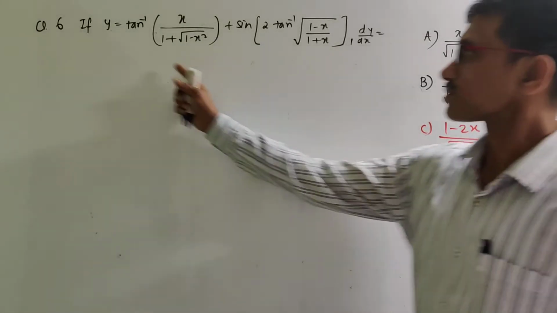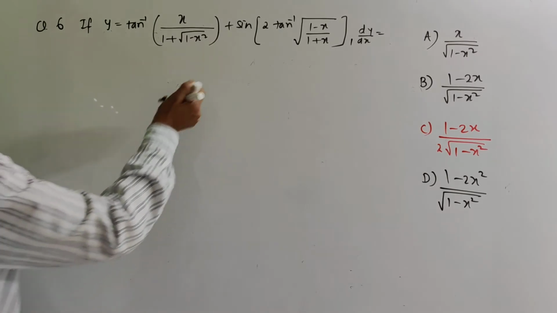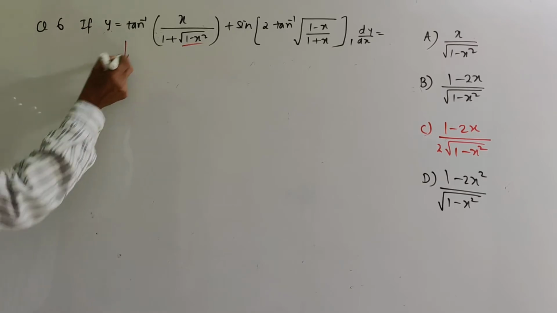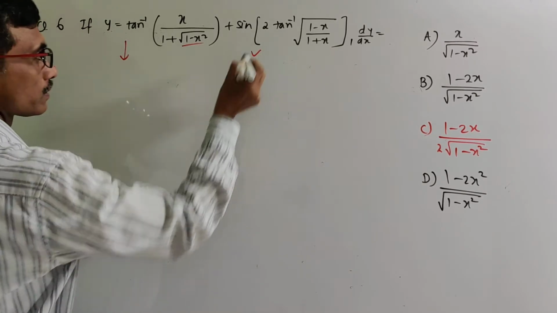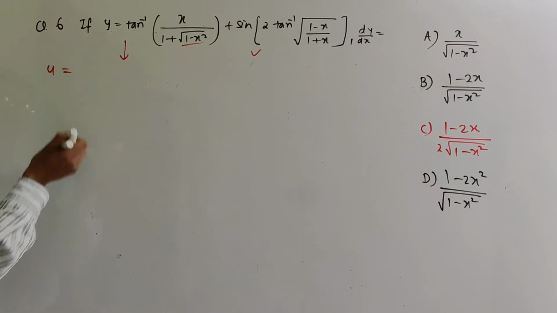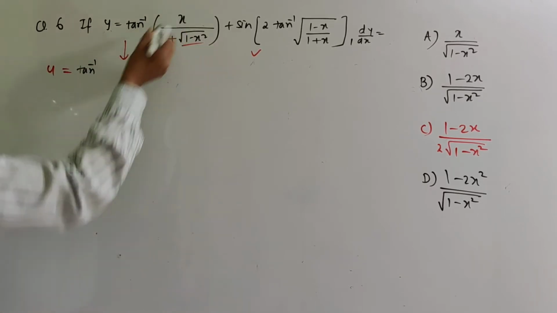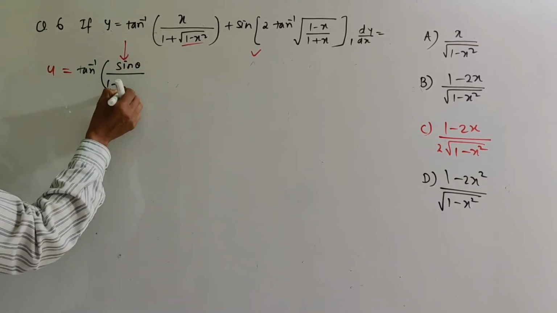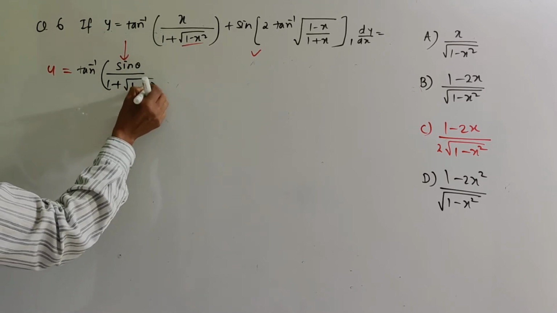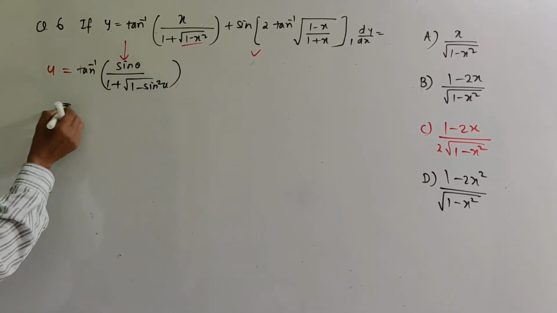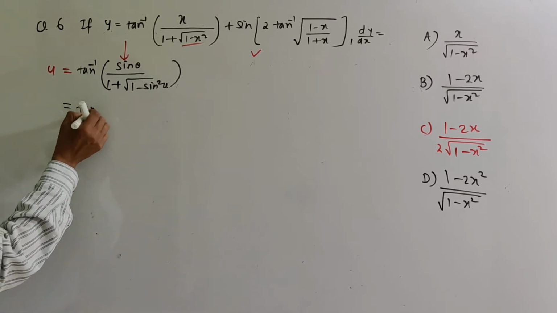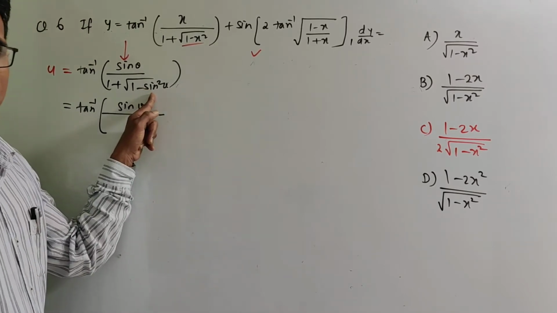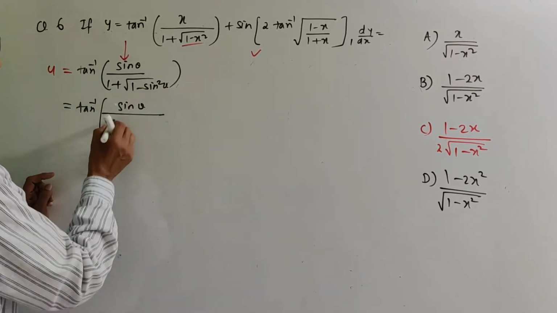Question 6: tan inverse of x upon root of 1 minus x square. Substitute x is equal to sine theta. Separate into u and v. Suppose u is equal to tan inverse of, here we substitute x is equal to sine theta, sine theta upon 1 plus root of 1 minus sine square theta, which is tan inverse of sine theta upon 1 plus cos theta, since root of 1 minus sine square theta is cos theta.